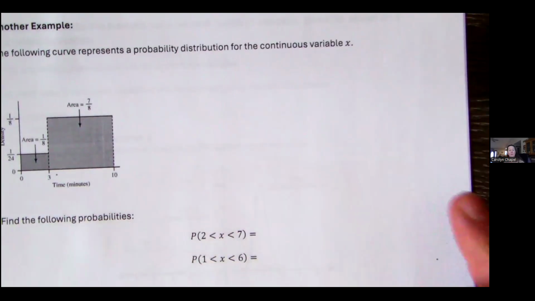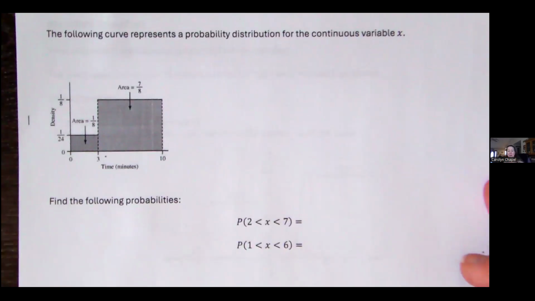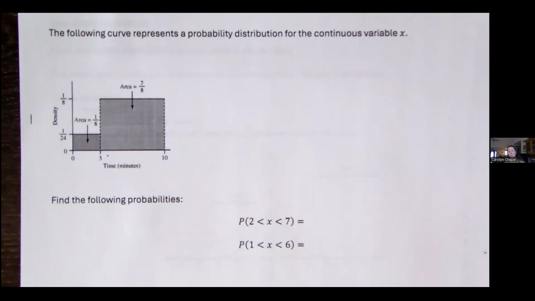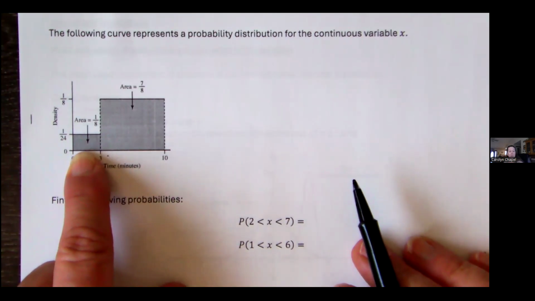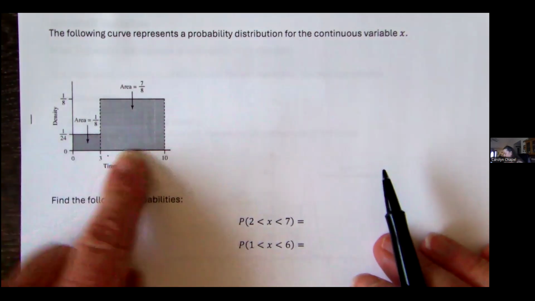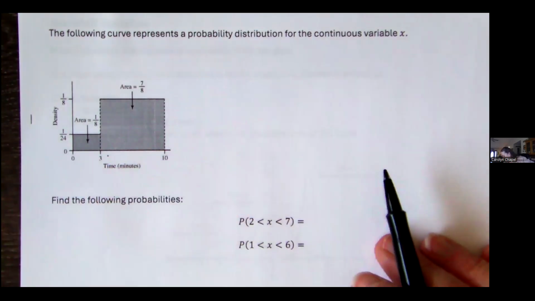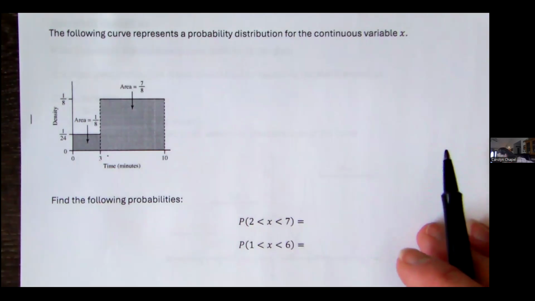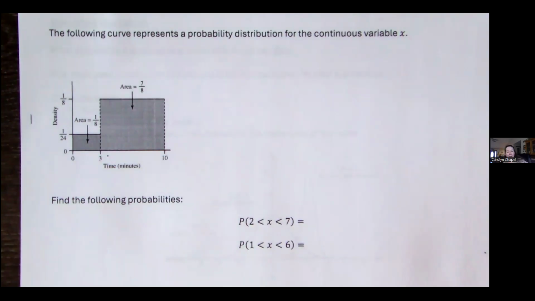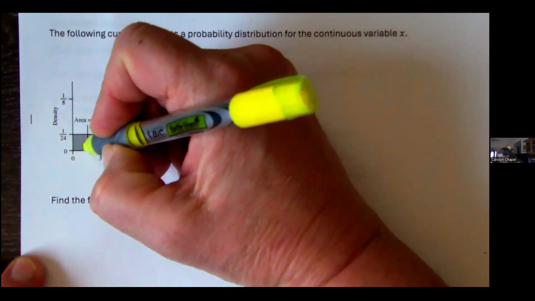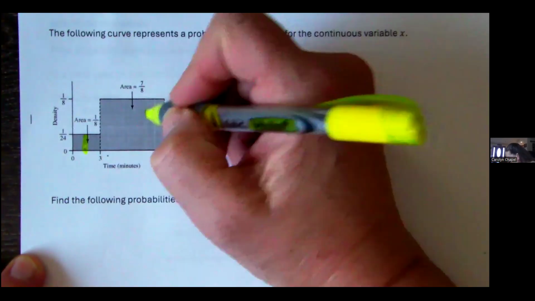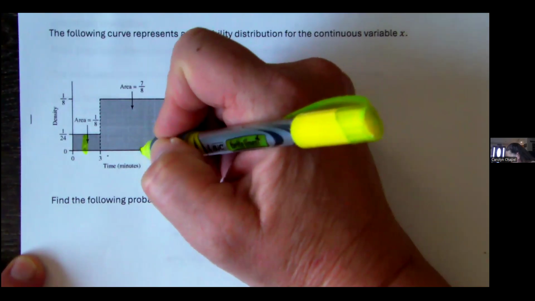Okay, let's do a few more examples so we can understand this idea. Again, we're going to do some sort of curve here. This has an area of 1/8. This has an area of 7/8. It's not that that matters. We are going to find the area from 2 until 7, so I'm going to shade that in. 2 is about here. 7, well, I don't know where 7 is. Maybe here.